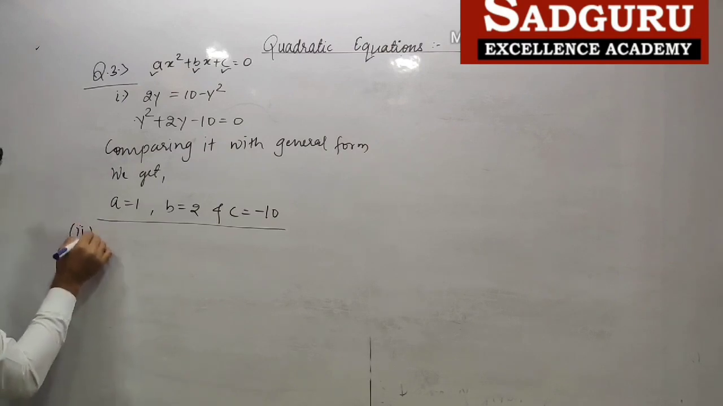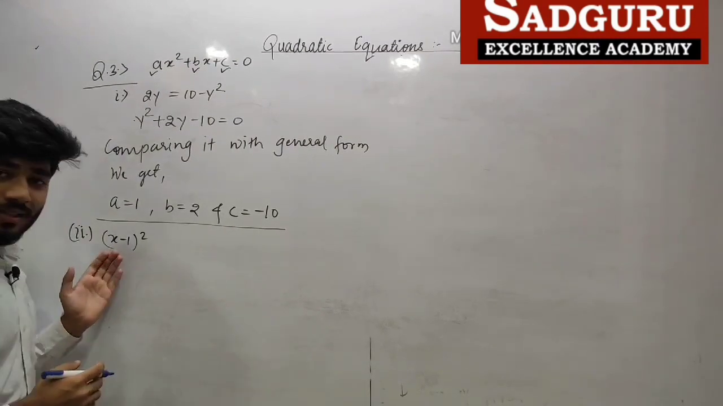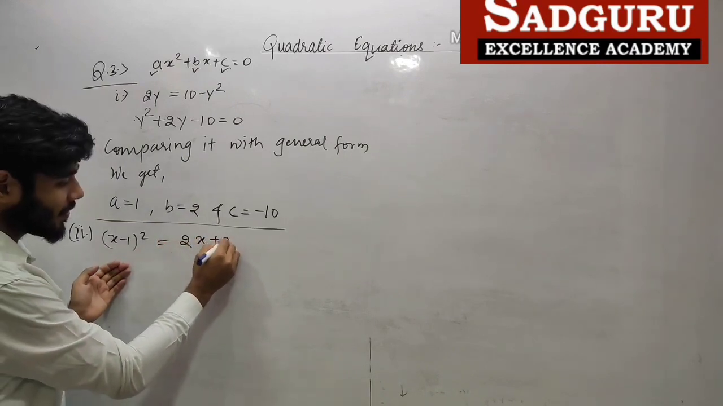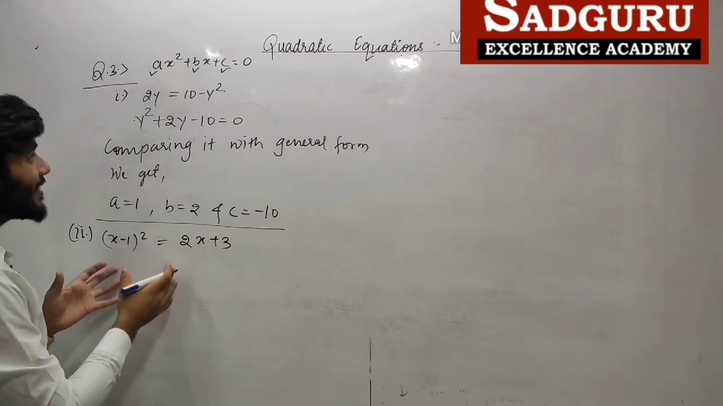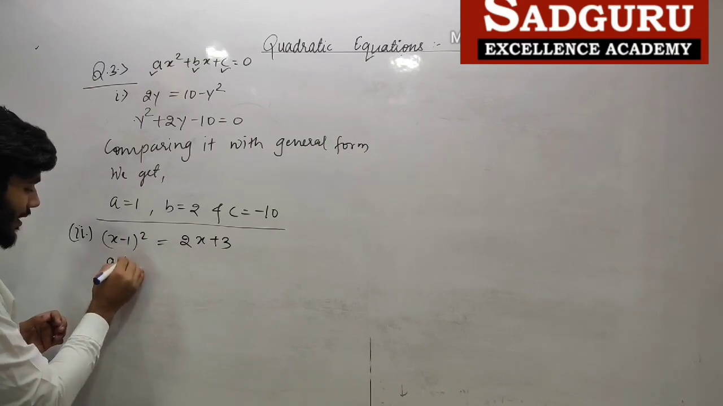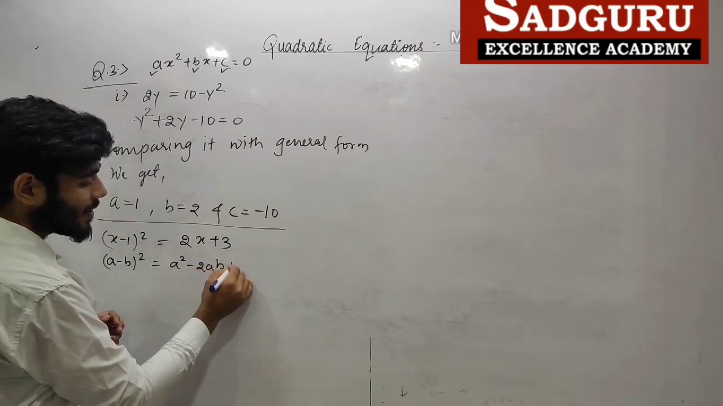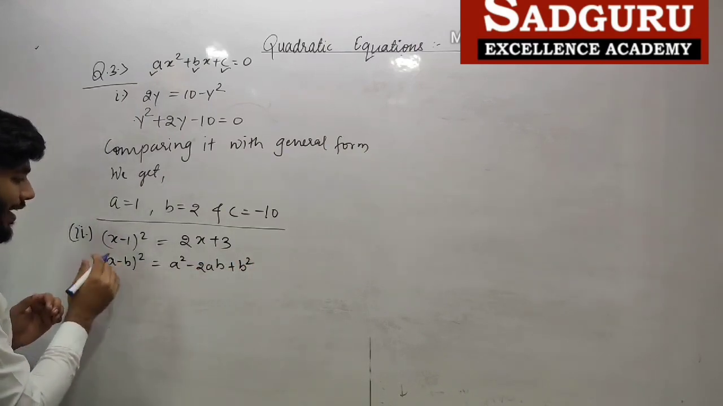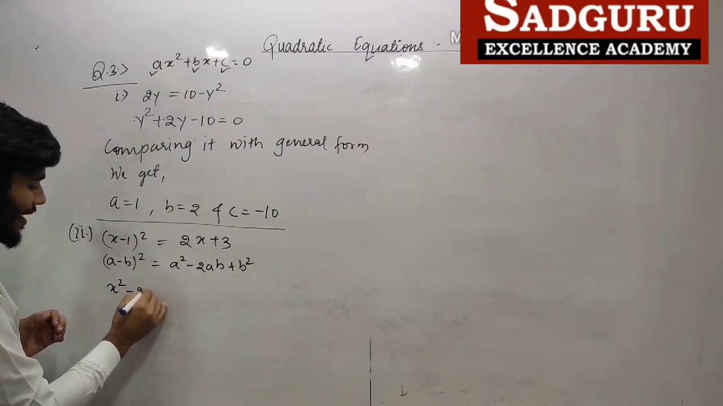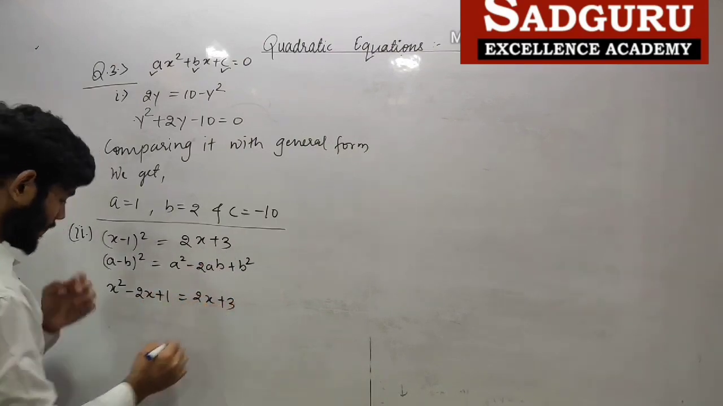Second question: x minus 1 the whole square equals 2x plus 3, right? Now we have to write it in its standard form. First, this is a minus b the whole square, which is nothing but a square minus 2ab plus b square. So we have to write this bracket in this form. It becomes x square minus 2x plus 1 equals 2x plus 3.